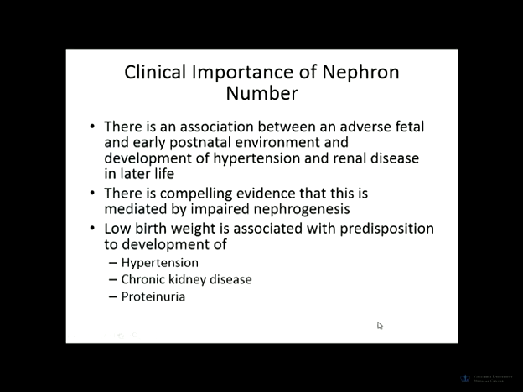And so, like I was saying earlier, there's an association between an adverse fetal or early postnatal environment and the development of hypertension and renal disease later in life. Okay. And so low birth weight, like I said earlier, is associated with hypertension, chronic kidney disease, and proteinuria.